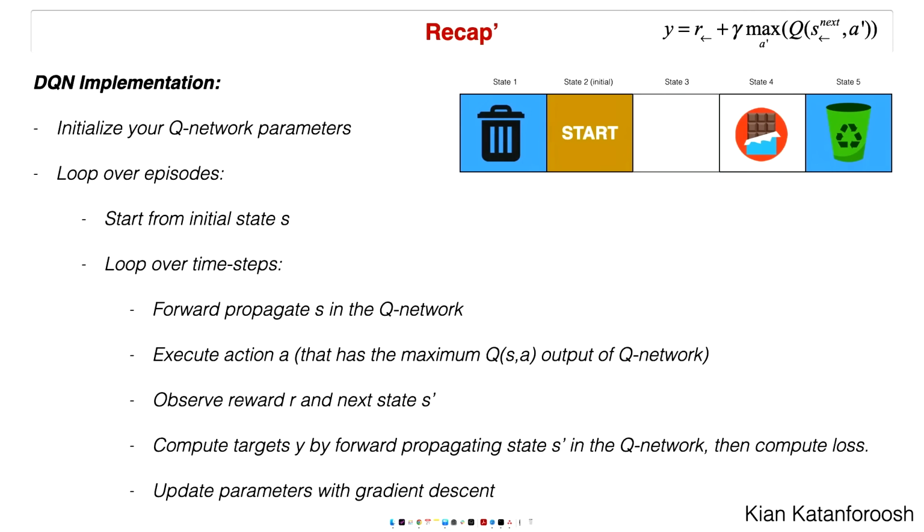We'll forward propagate the state S in the Q network. We will execute the action A that has the maximum Q value. We will observe a reward, and we will also observe a next state, S prime. We will use that S prime to compute our target Y by forward propagating S prime in the Q network and then computing our loss function. Based on that, we will use gradient descent to update the parameters of the network. Should be simpler looked at like that, right? Okay, so this is the vanilla Q-learning.